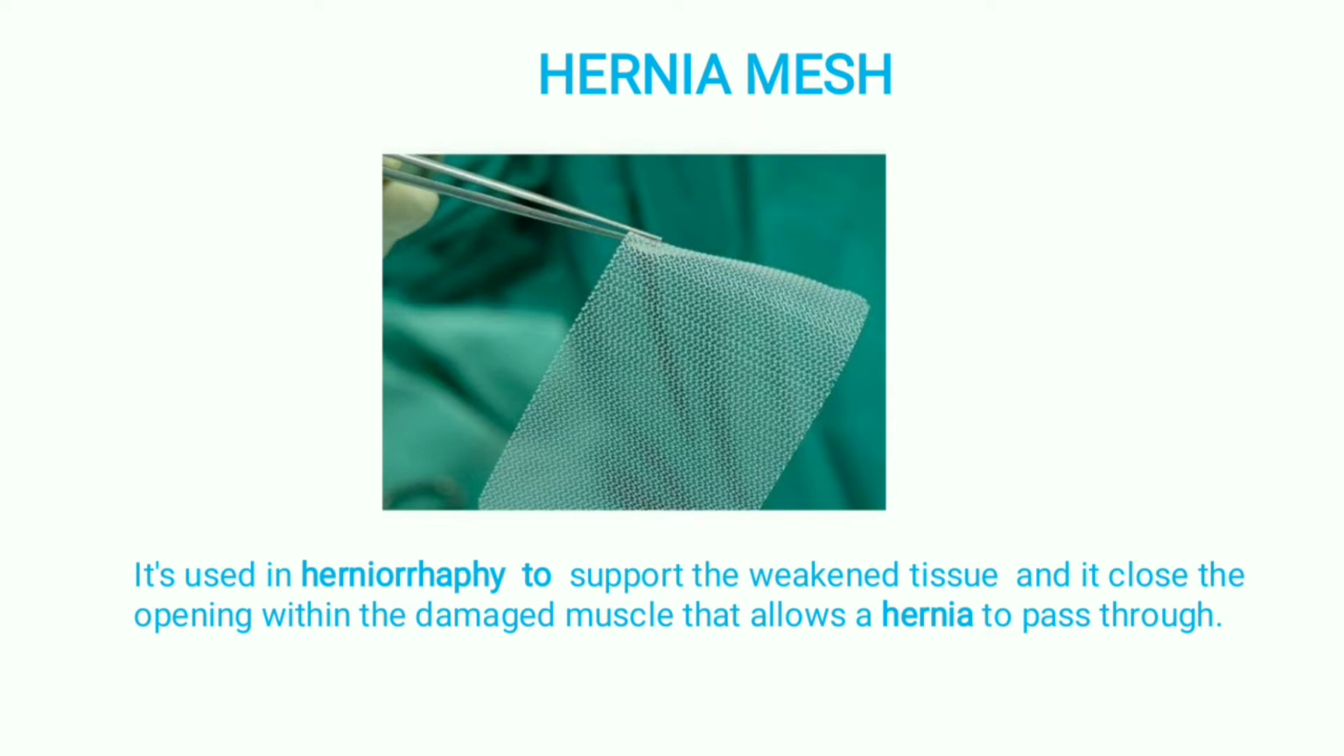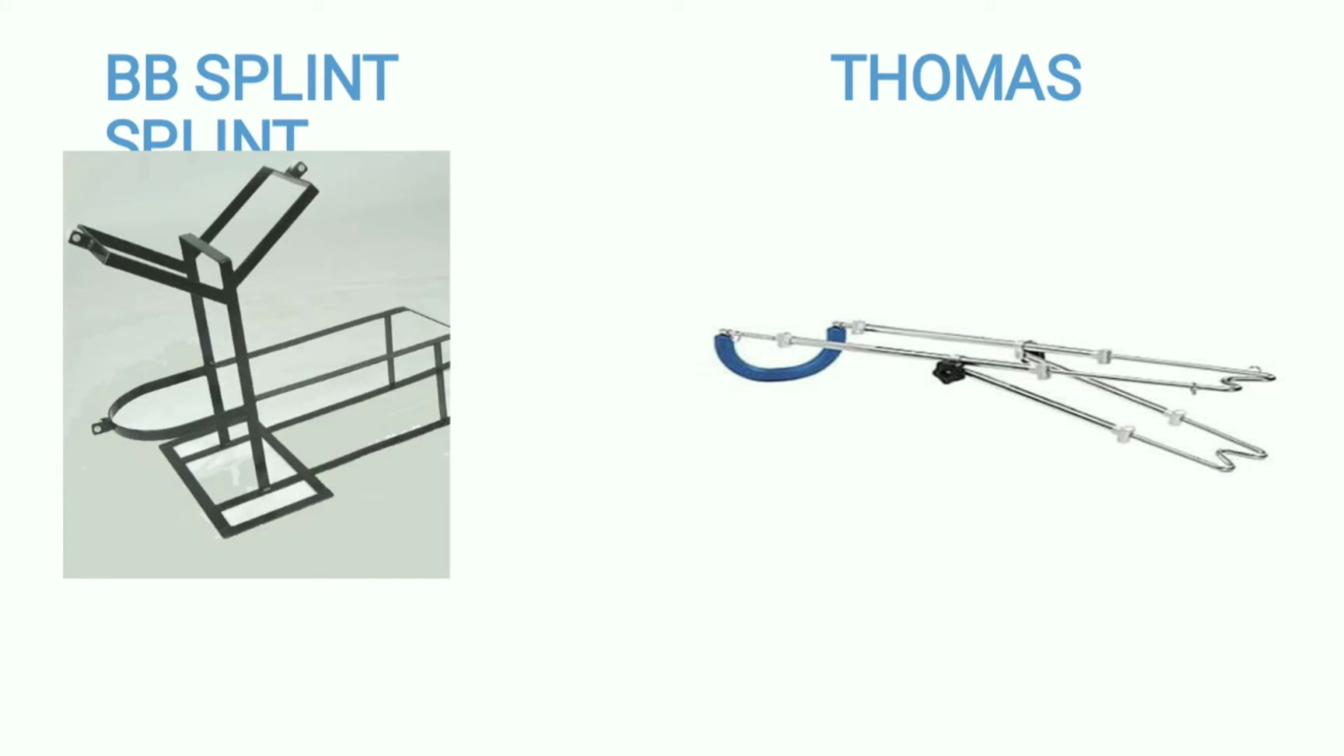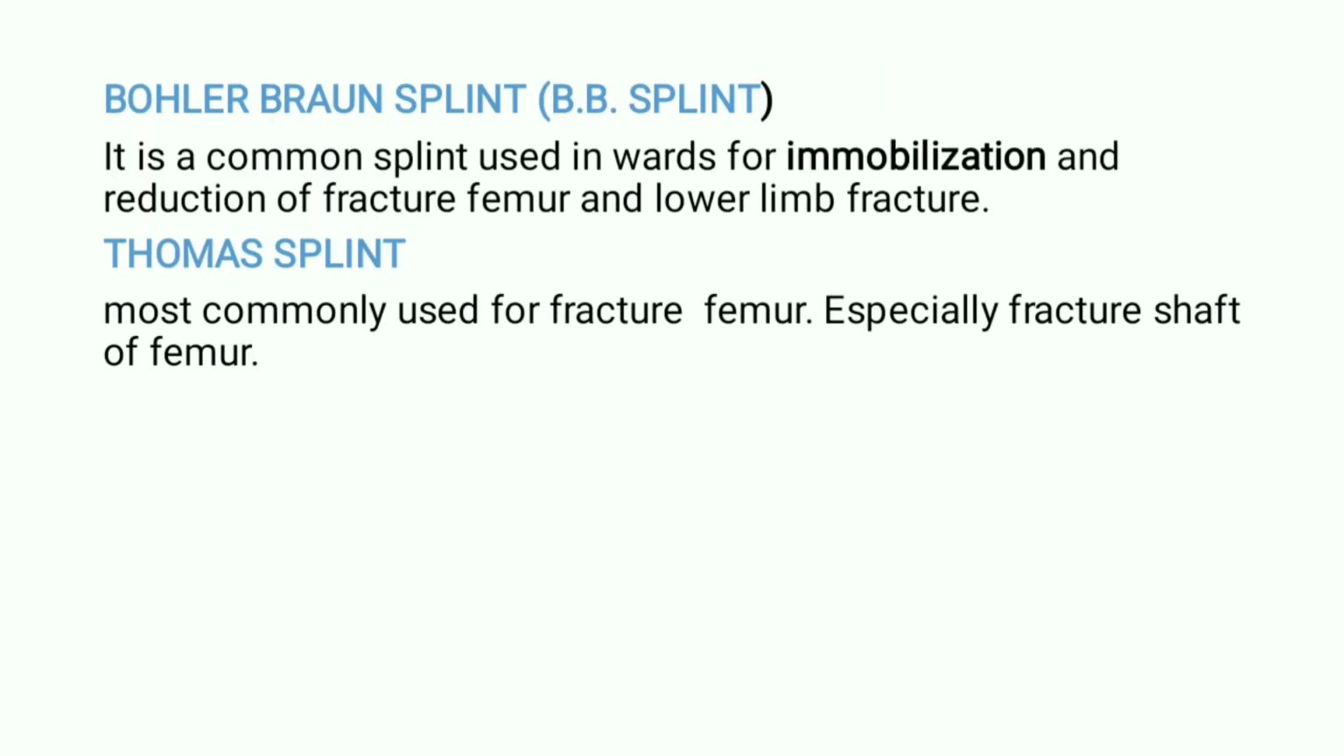We can go to the next image. Name the splints shown in the picture. BB splint and Thomas splint. The left one is BB splint, and the right one is Thomas splint. These two splints are used in fractures.